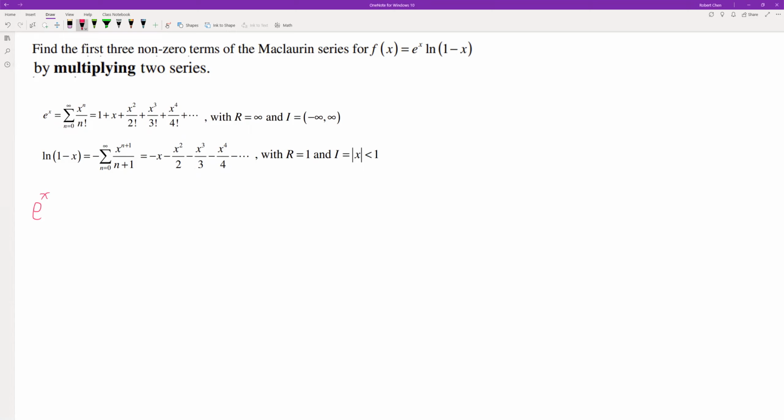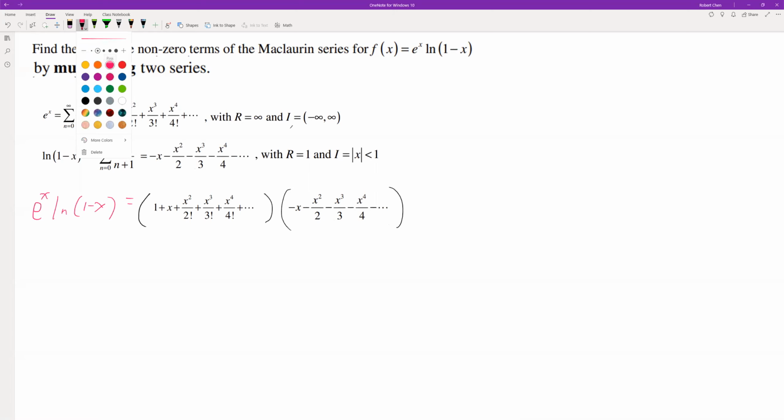So e to the x times ln 1 minus x will be equal to that. The first one is e to the x. The second one is ln of 1 minus x. I'm going to use different colors to represent the distribution. First I'm going to start with 1 multiplied to just the first three terms. Since we're only looking for three terms, multiplying the three terms will be enough.